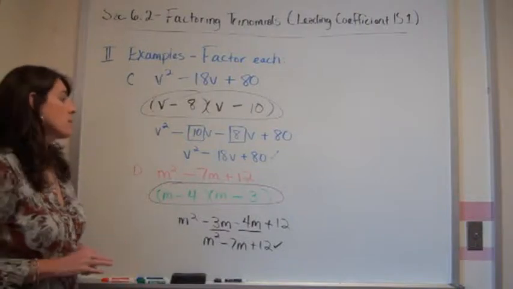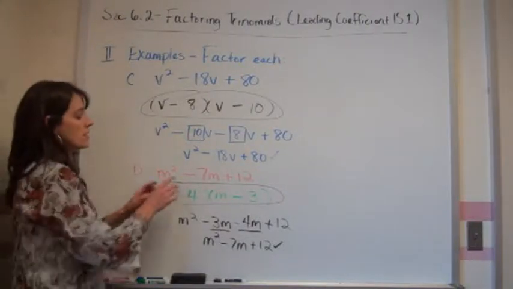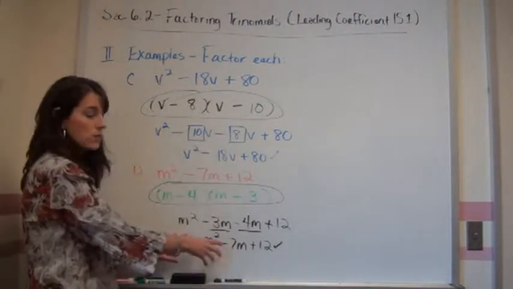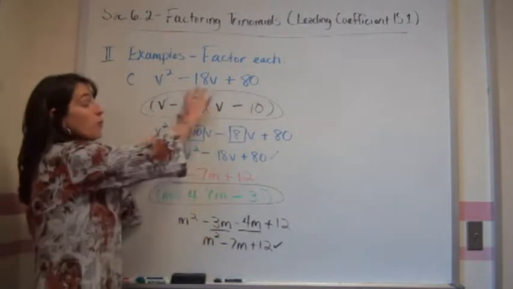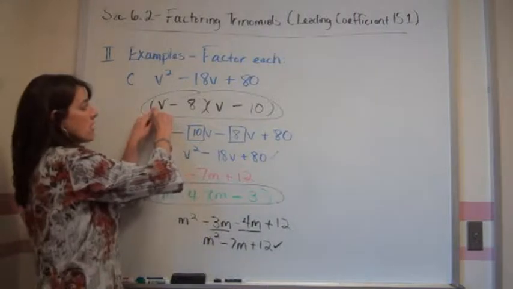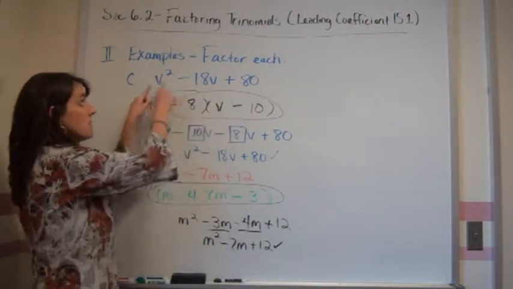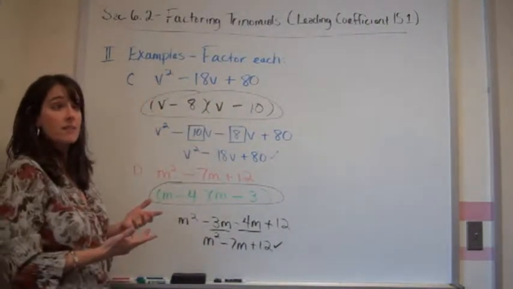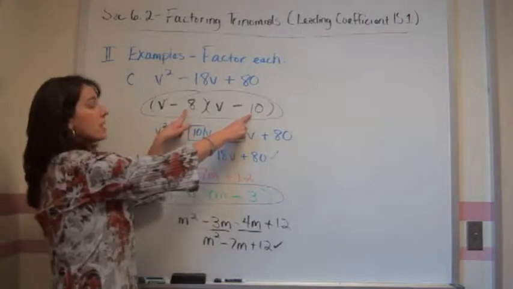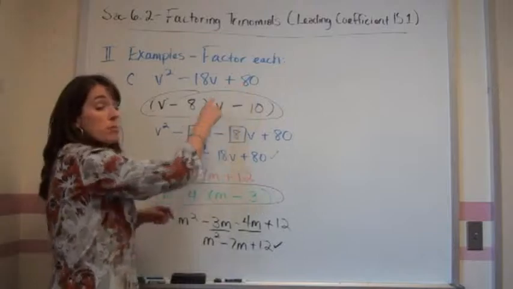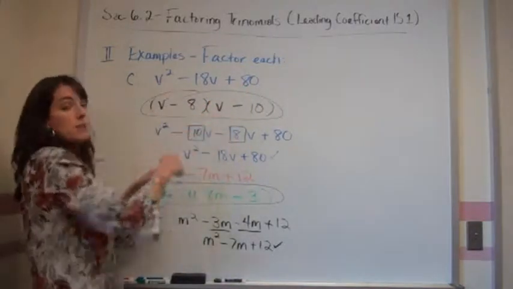Hopefully you're noticing something. When you do the check, and notice here on this check, it's not really that important that you check the full FOIL. I don't necessarily need to check first times first, because v times v better be v squared. That's how I got the two v's. And also, I don't necessarily need to check the back here. Negative 8 times negative 10 better be a positive 80. That's how I split it up.